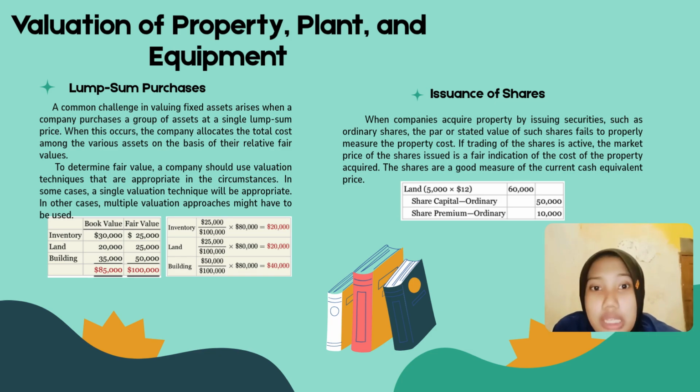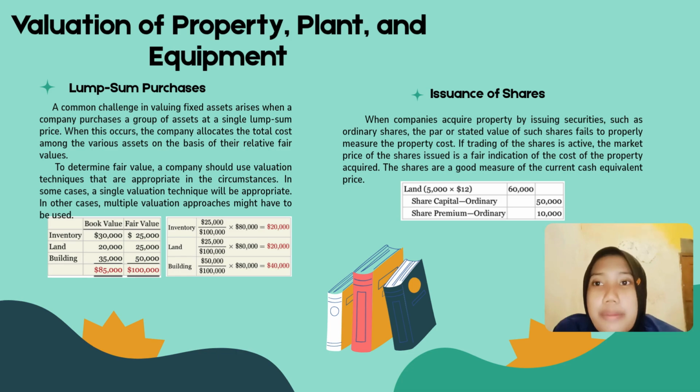When a company acquires property by issuing securities such as ordinary shares, the par or stated value of such shares fails to properly measure the property cost. If trading of the shares is active, the market price of the shares issued is a fair indication of the cost of the property acquired. So the shares are a good measure of the current cash equivalent price.